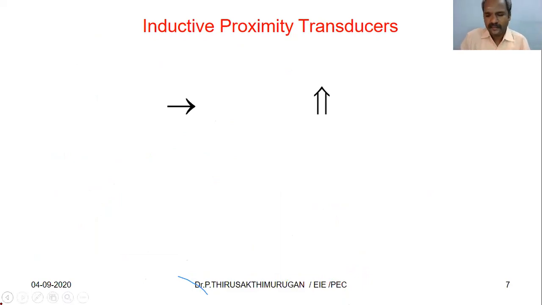Actually, it has a closed loop op-amp. So the non-shielded sensing range is 25 to 50% longer than shielded type sensors. Okay, longer than how much? 25% to 50%.